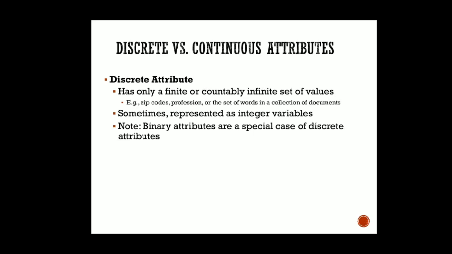So this set is a defined set, or a finite set, right? These are called discrete attributes. You can also say that binary attributes are a very small subset of discrete attributes, where only the 0 and 1 values are allowed.